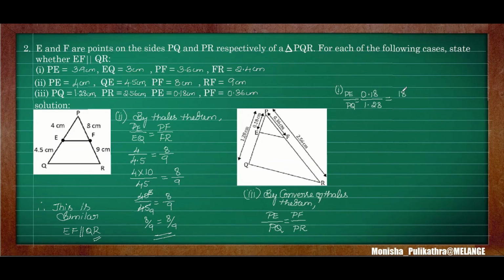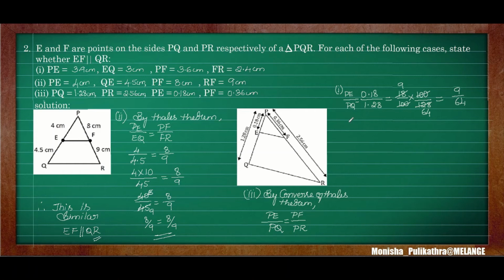When we take out the decimal point, there are 2 digits after the decimal point, so 18 by 100, and here also there are 2 digits after the decimal point. In order to remove it, we multiply by 100, so it becomes 18 by 128. The 100s cancel each other. Now I will divide both numbers by 2. 2 9s are 18, 2 6s are 12, 2 4s are 8. So the ratio PE by PQ will become 9 by 64.